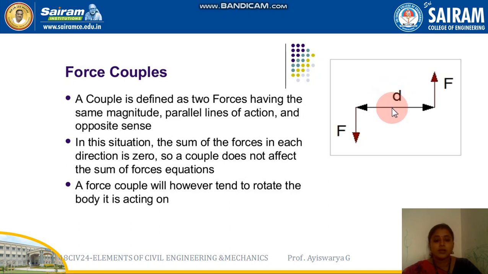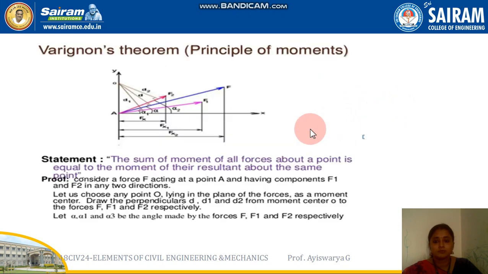Translatory effect is nothing but the summation of the forces, and the next one is the rotational effect. You can turn the body in a clockwise direction or an anti-clockwise direction. So you can rotate the body, but the summation will be 0 for a couple.